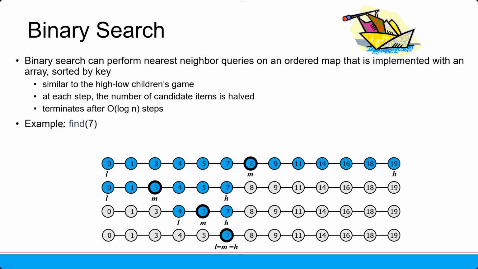So you still remember about the binary search. The binary search can perform nearest neighbor queries on an ordered map. We call it an ordered map that is implemented with a sorted array. It is similar to the high-low children's game. At each step, the number of candidate items is halved, and it will terminate after O(log n) steps.